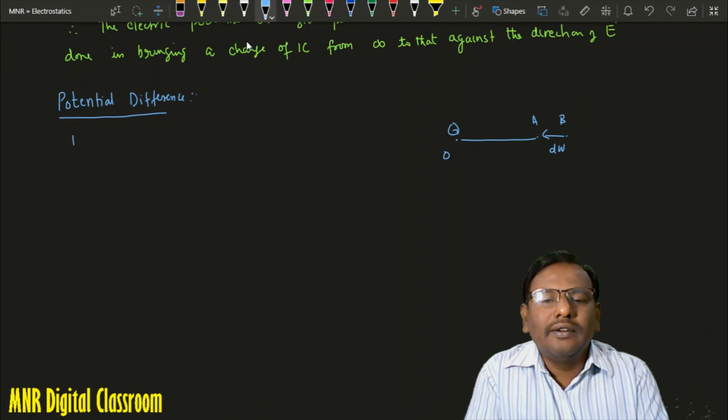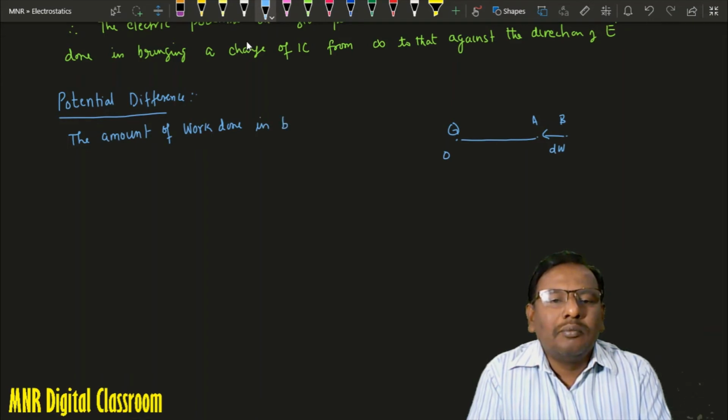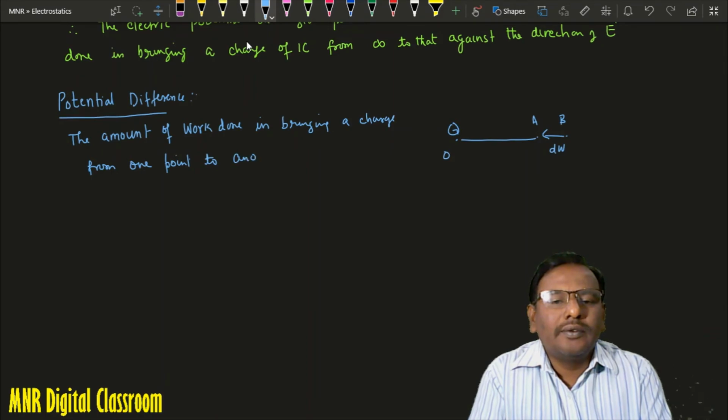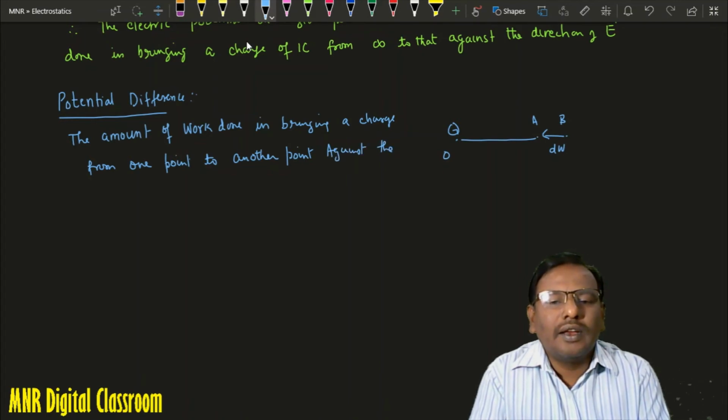It is defined as the amount of work done in bringing a charge from one point to another point against the direction of the electric field.